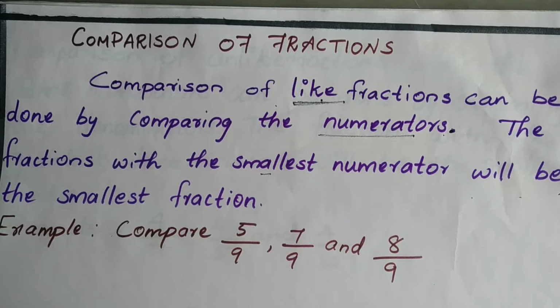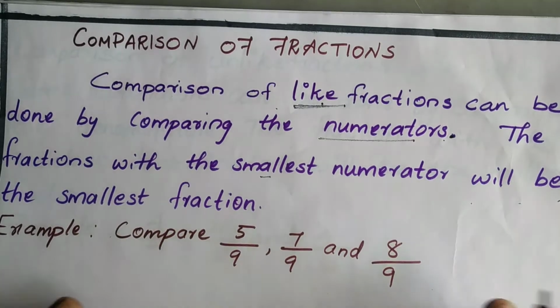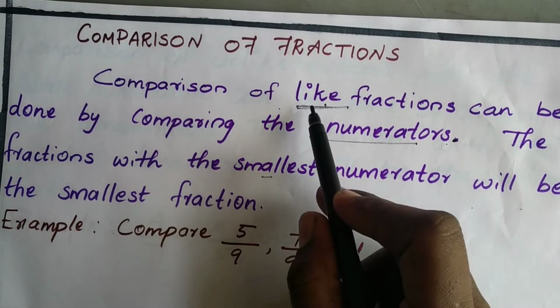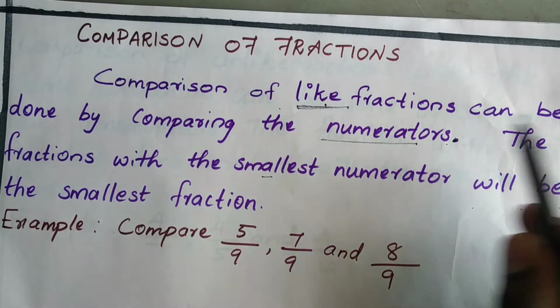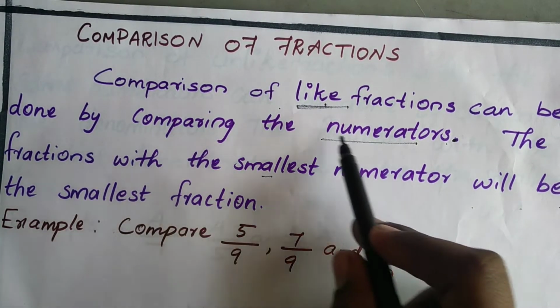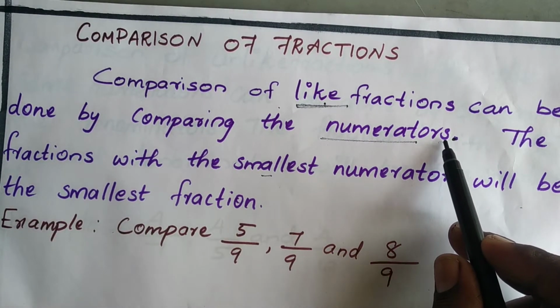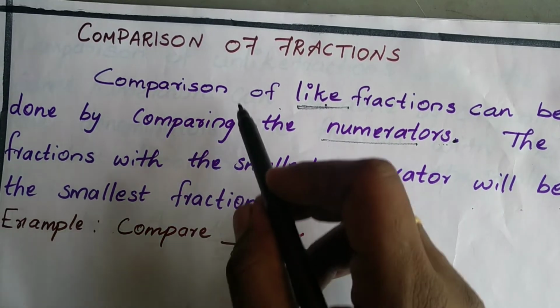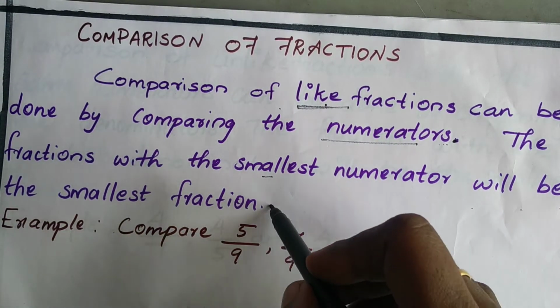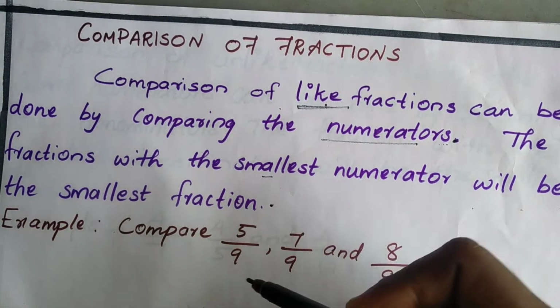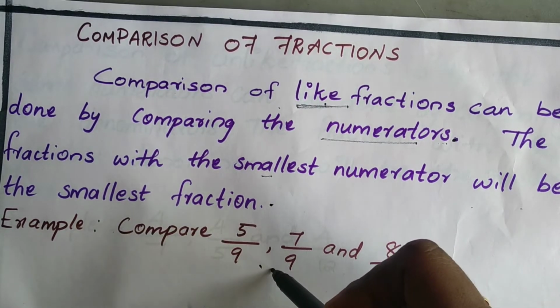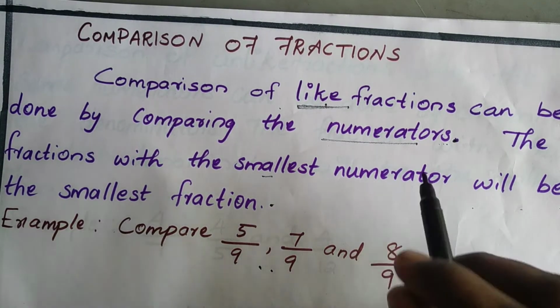Today we are going to see comparison of fractions. Okay, so let's move on to our topic. Comparison of like fractions can be done by comparing the numerators. First we can discuss this definition. Next we can move to this example. From the example you will get a clear idea about like fractions.